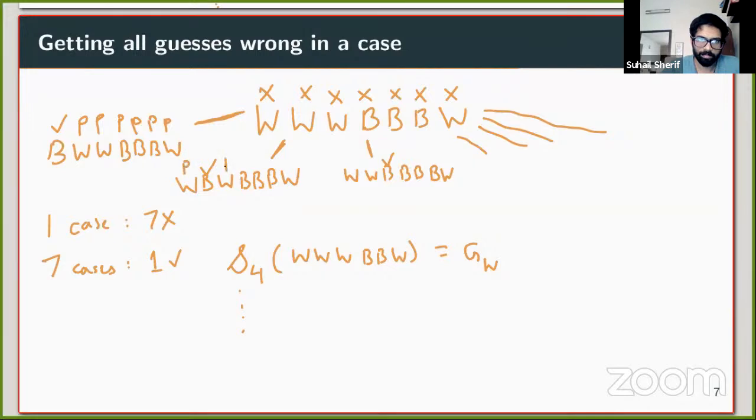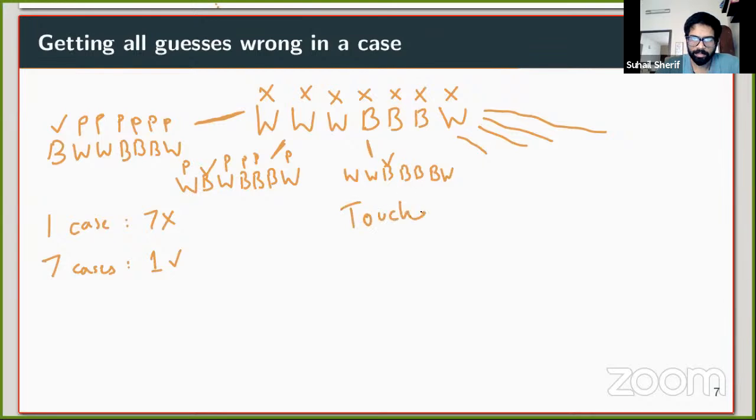Okay. If we manage this, then we're happy, because 1 case, 7 wrong answers, 7 cases, 1 correct answer, and 6 passes. So let's see what else we can do to get more things like this. So right now we've touched 8 cases, and there are still 120 cases untouched.